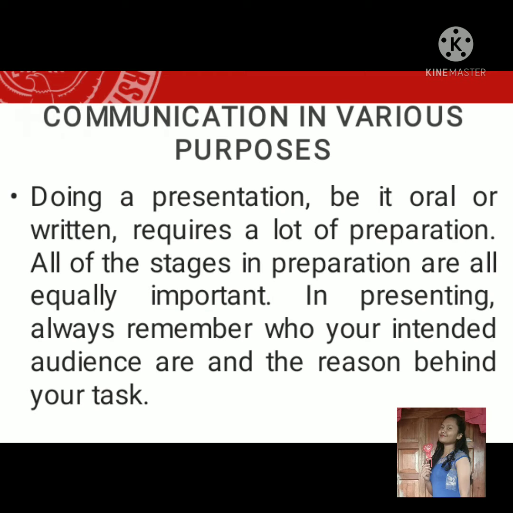Therefore, as you plan your presentation, you must always keep in mind the purpose of your task and for whom it is intended. You must therefore ask yourself the following questions. Why am I doing the presentation? Am I going to explain, argue, persuade, or just simply inform? Who am I presenting to? Who will be the people who will listen to me or read my work? And the last one is, what is my intended outcome upon completing my presentation?